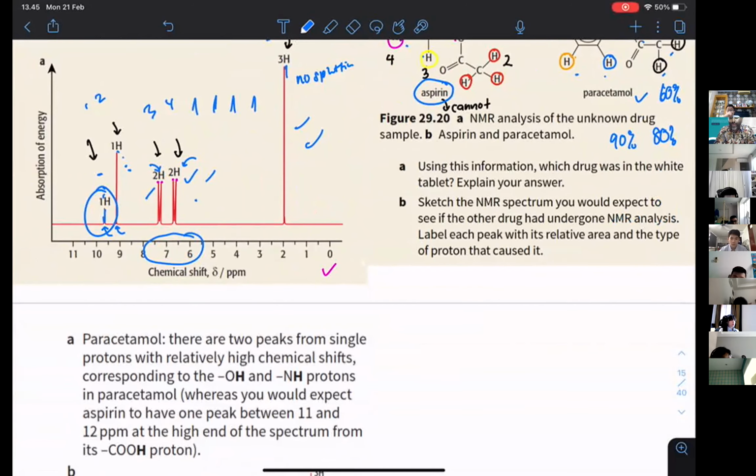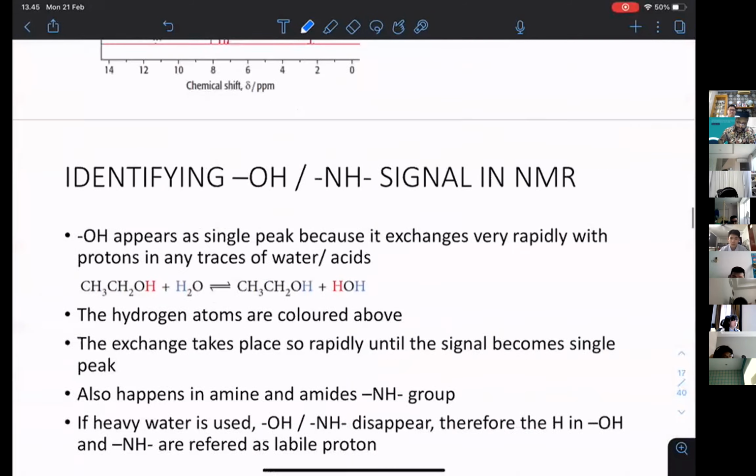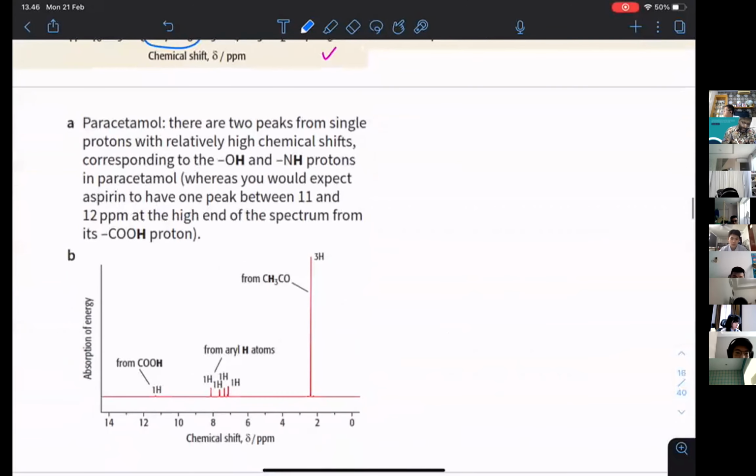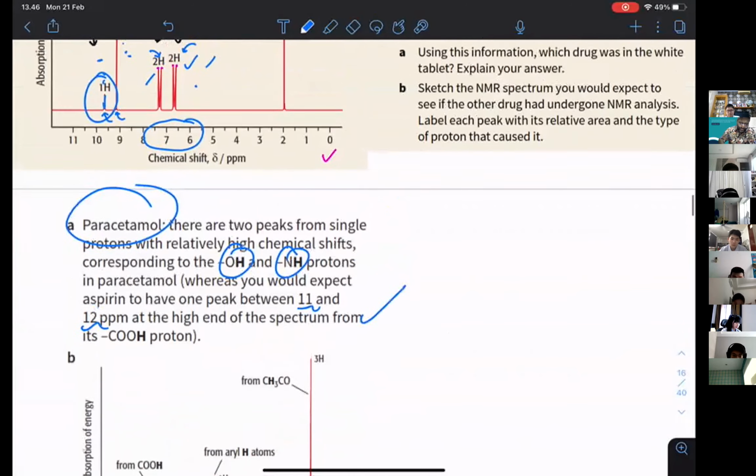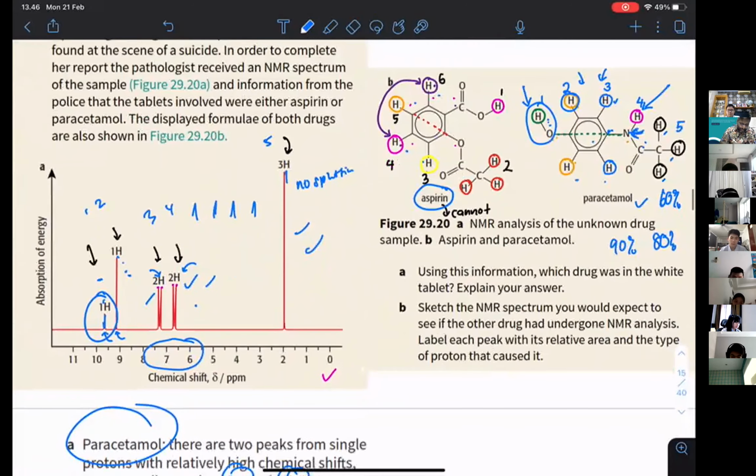This is the reason why I select paracetamol. So the answer is going to be paracetamol. You can see whatever explanation here. They say that it corresponds to OH and NH, and they have one peak between 11 to 12. I think the 11 to 12, they are talking about the NH, somewhere here. But I feel that it should be here, the OH. But it's okay.